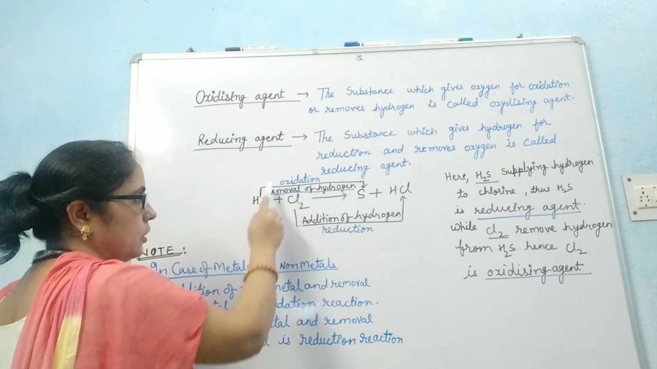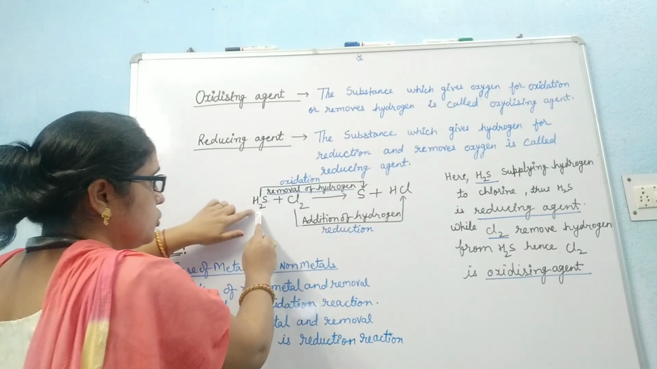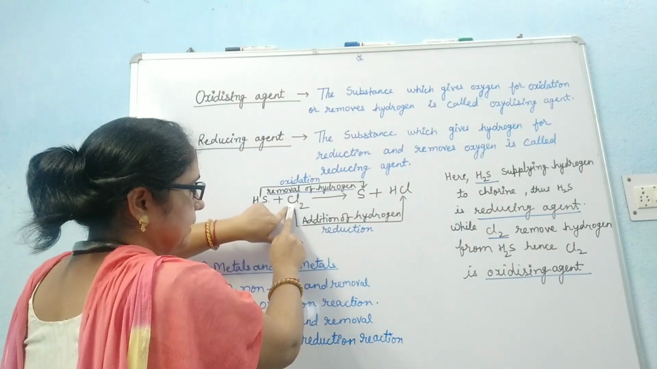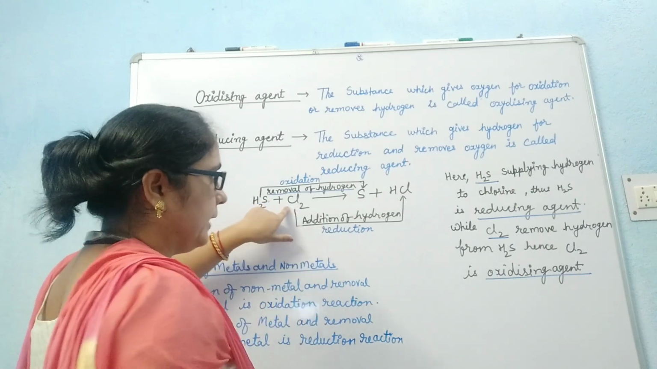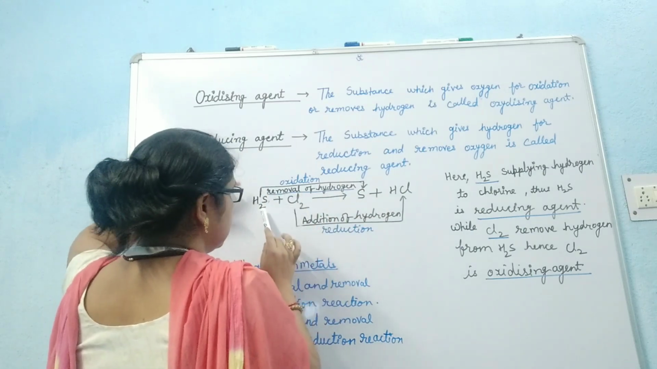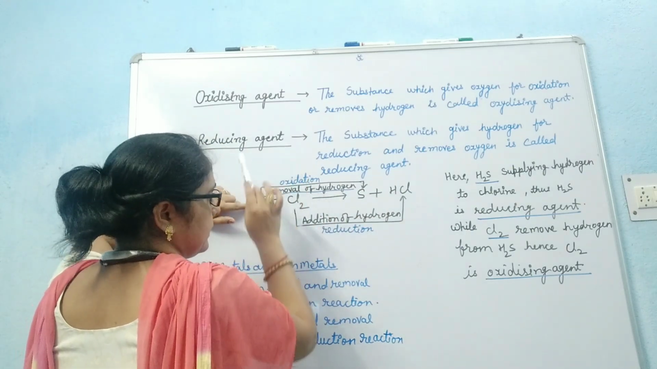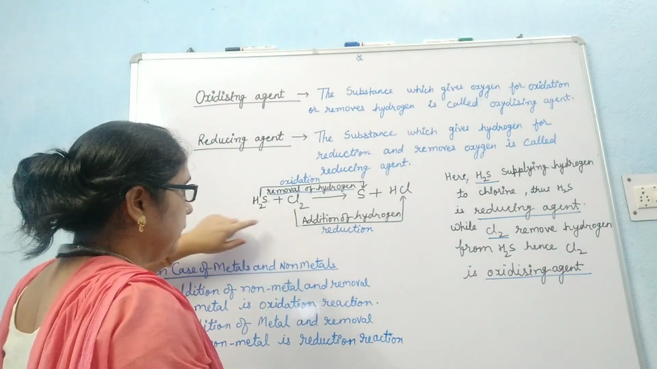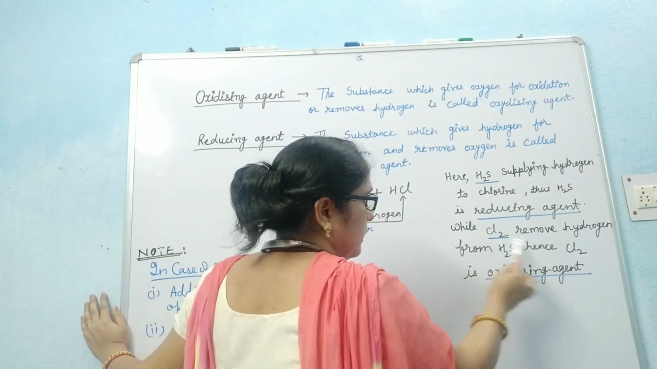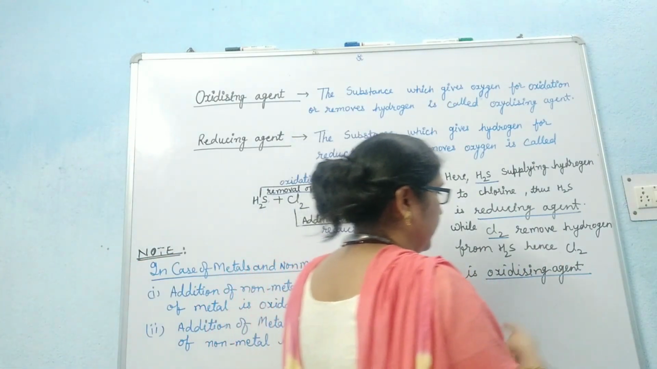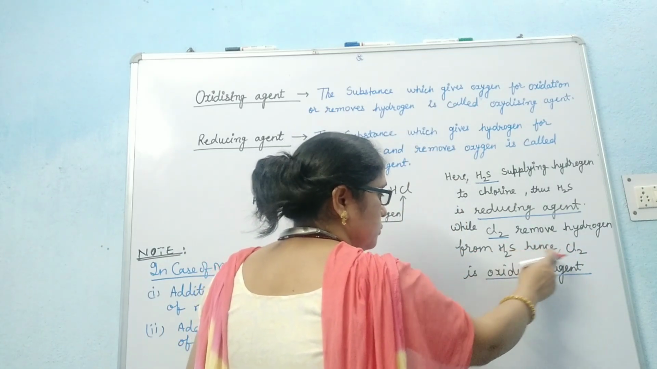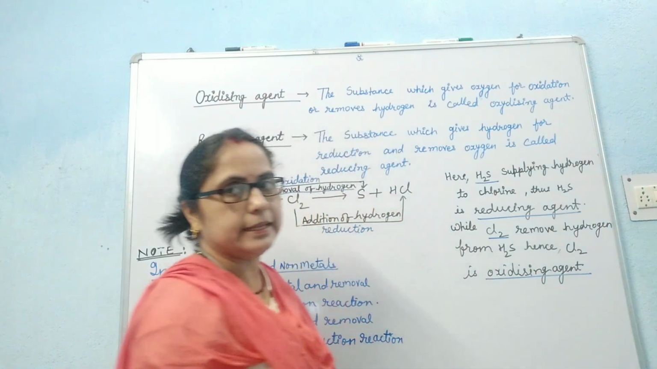In these two reactions, oxidation and reduction, here H2S acts as reducing agent and chlorine acts as oxidizing agent. Why is this? Because H2S supplies hydrogen for chlorine, hydrogen sulfide is a reducing agent. Similarly, chlorine removes hydrogen from hydrogen sulfide. Hence, chlorine is an oxidizing agent because it removes hydrogen from hydrogen sulfide.